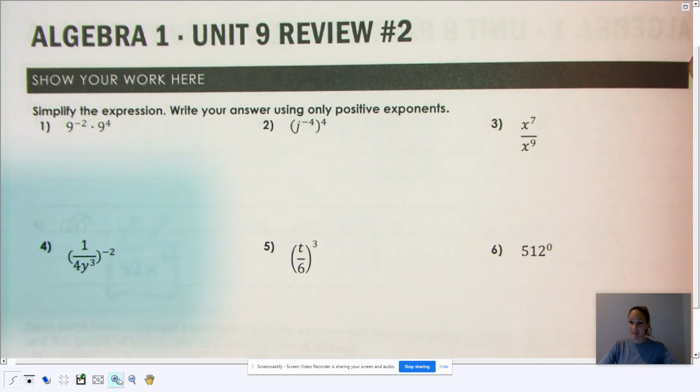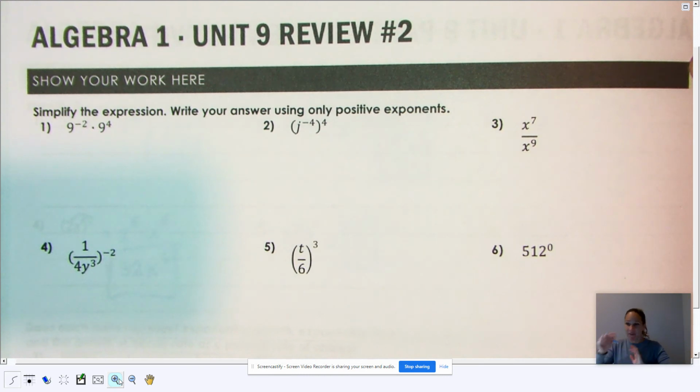Hi, you guys. This is Mrs. Bolin here with your notes for your Unit 9 review number 2, which means you have a test tomorrow on this. So I'm going to go ahead and go over it and try to answer as many of your questions as I can, even though I can't hear your questions. I'm going to try to explain all these.